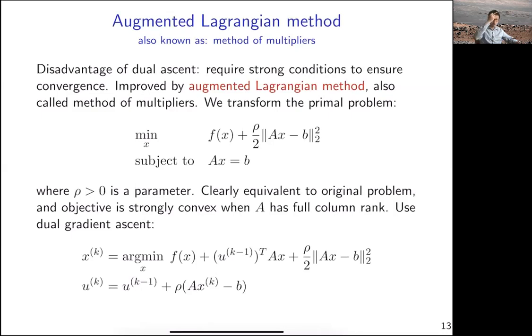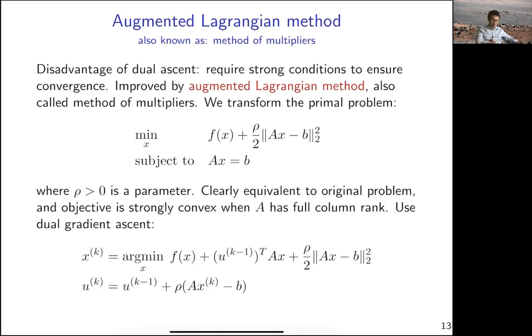So people can now apply a very similar algorithm but solve a much larger family of problems using something called the augmented Lagrangian method. So we'll talk about the augmented Lagrangian method before we go to our break, and then we'll come back and talk about ADMM.